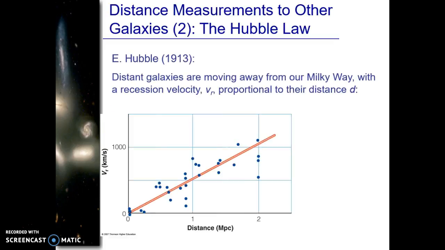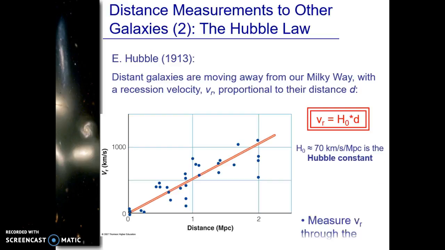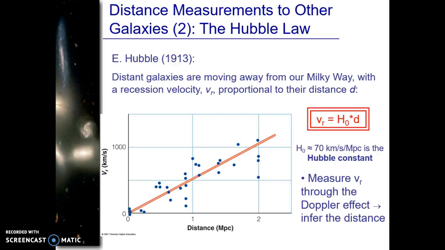You can also use the Hubble law, brought up by Edwin Hubble. I think it was Edwin Hubble, in 1913, and he said, guess what? Distant galaxies are moving away from the Milky Way, and they have a recession velocity, VR, that's proportional to their distance, d. So if you figure out the speed that they're moving away from us, you should be able to find the distance they are from us. That's pretty cool, right? The rate of recession is related to distance by the Hubble law. V is the velocity, D is the distance, H is the Hubble constant, and you measure VR through the Doppler effect to figure out the distance.